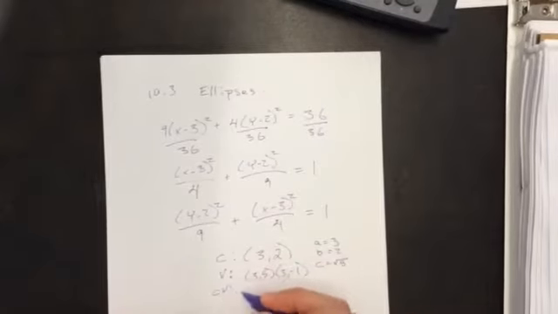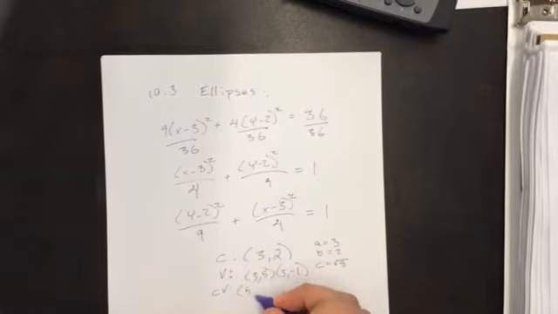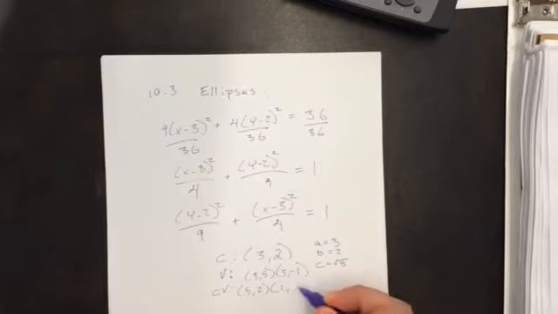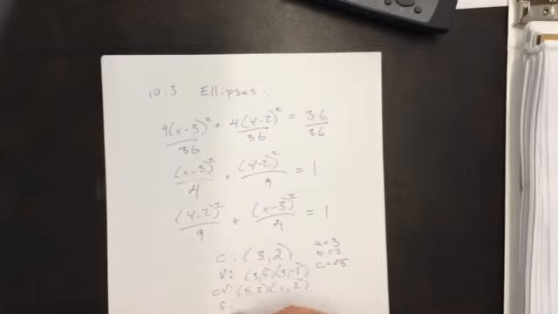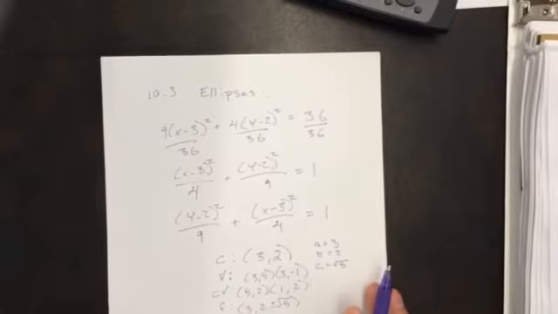For the co-vertices, those are happening to the x. So I'm going to add 2, which is going to be (5, 2), and subtract 2, (1, 2). And then the foci also happening to the y, so it's going to be (3, 2 plus or minus the square root of 5). The more you do these, the more you'll get used to them, and the easier they'll become.